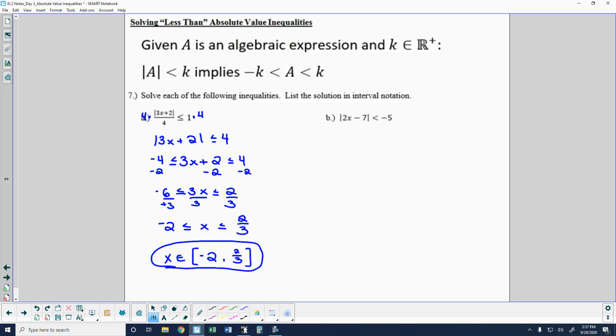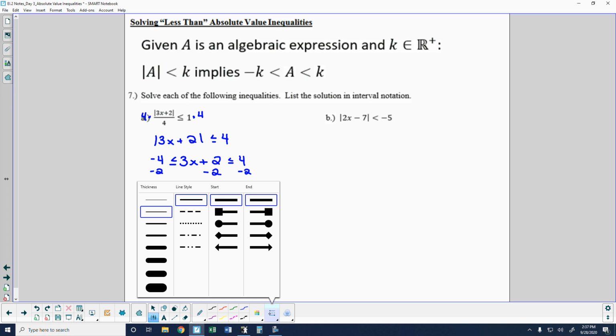Okay, so basically, to get rid of the absolute value when it's less than, we're going to create a compound inequality where we switch the sign of the constant and also switch the sign of the inequality. So if you think you have that concept, go ahead and see if you can try B.